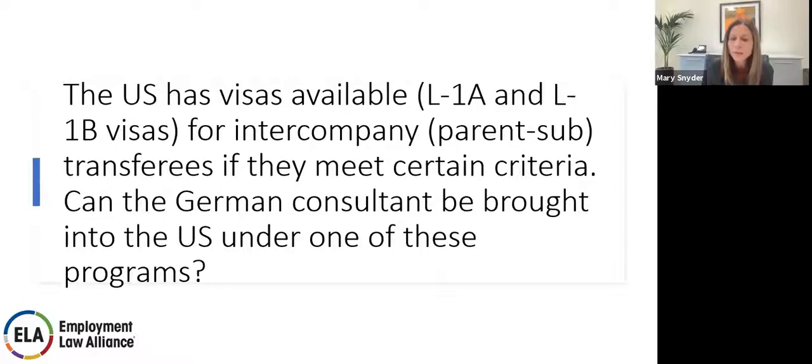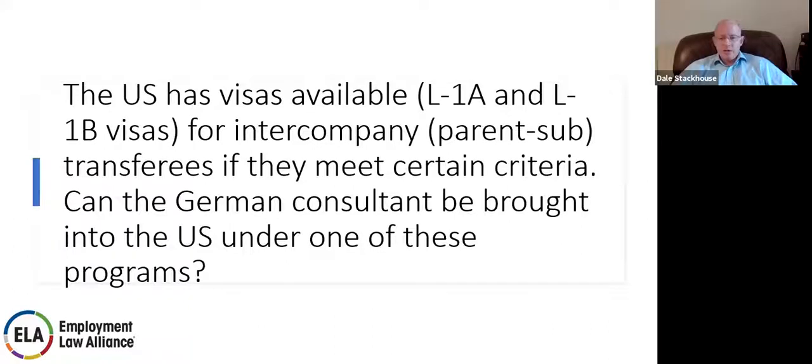There are a couple of types of those L visas. If you have an executive or a manager, that is called an L1A. And if you have a specialized knowledge employee, that's an L1B. So this person, Mary, is not a manager, but he is an expert in these lines.